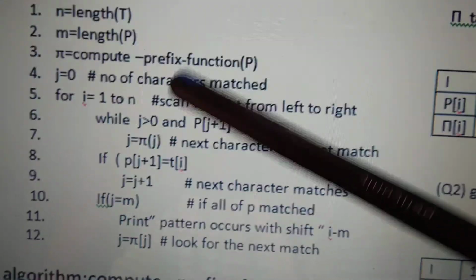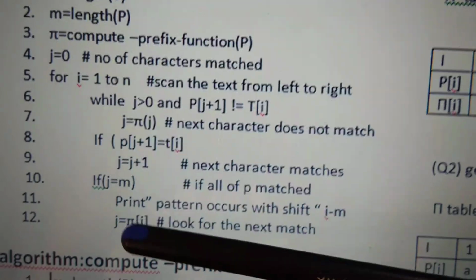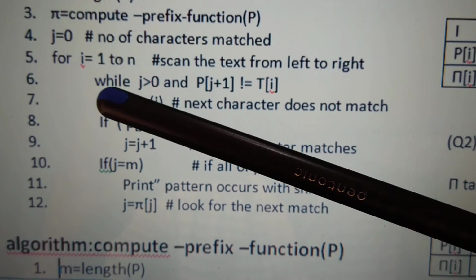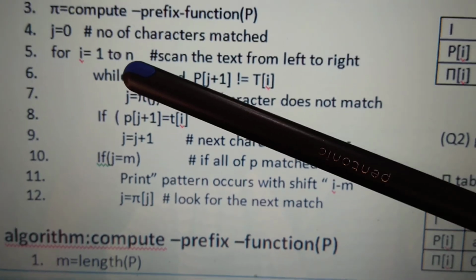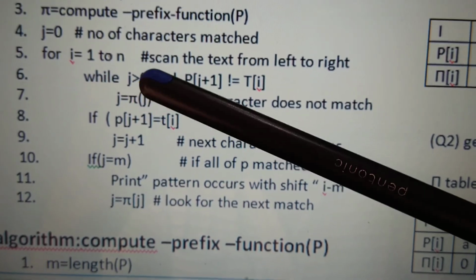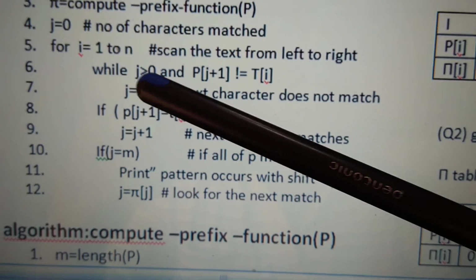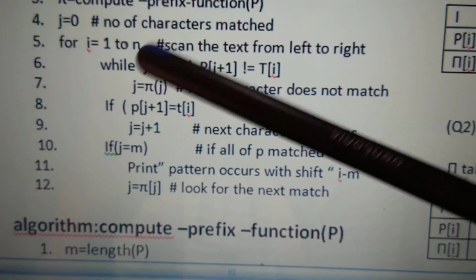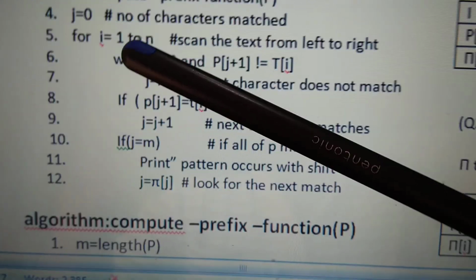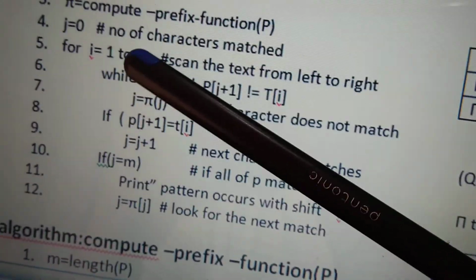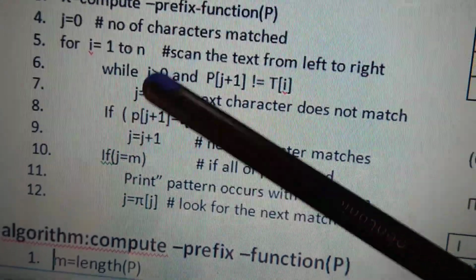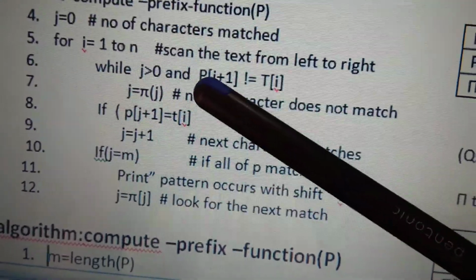After generating the pi table, it starts the comparison. Now j is initially 0. For i, that means we scan the characters in the text one by one, and each scanned character is compared with the pattern character. For that we use one for loop. This is for scanning all the characters in the text from left to right, one by one.